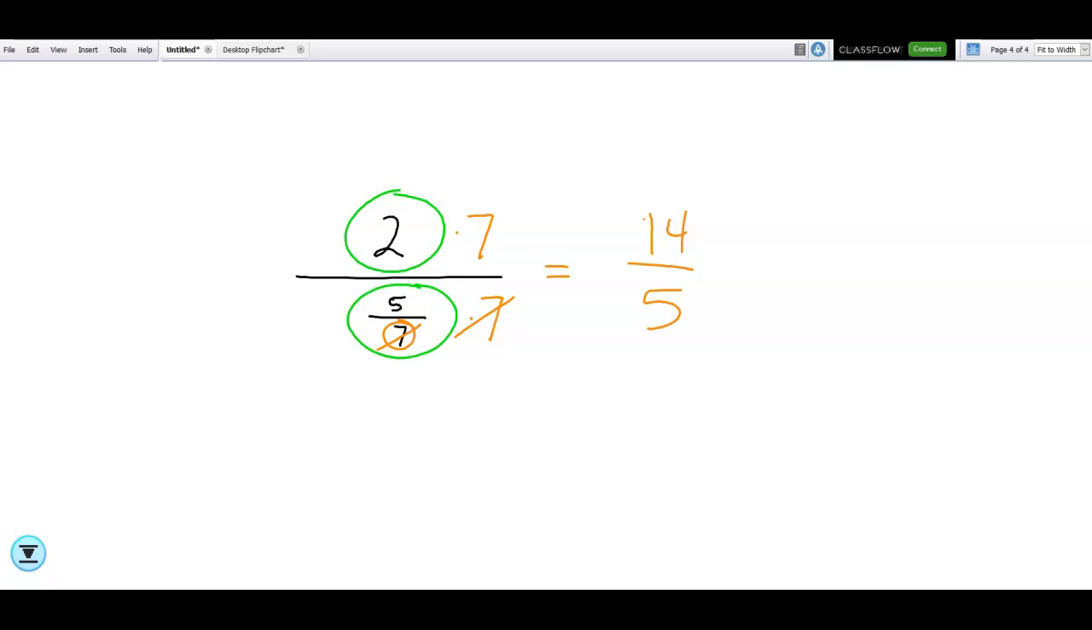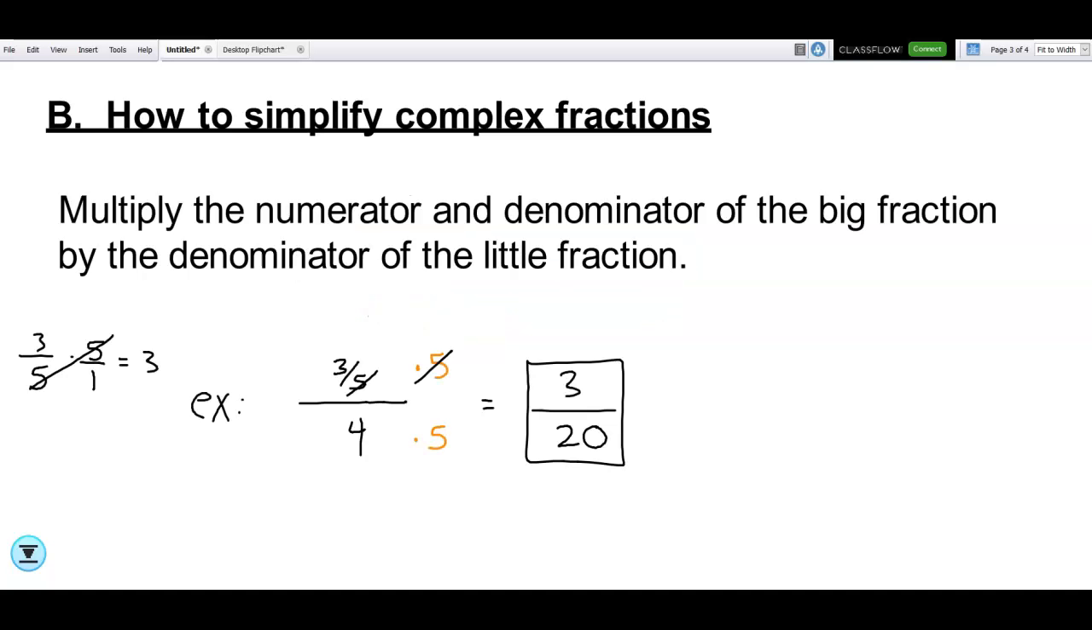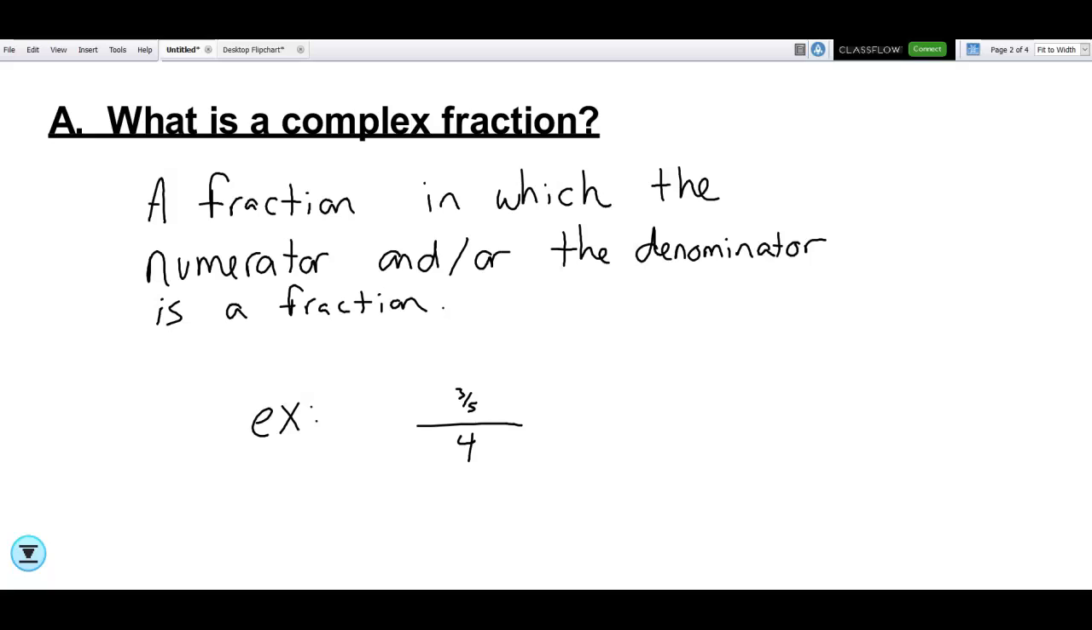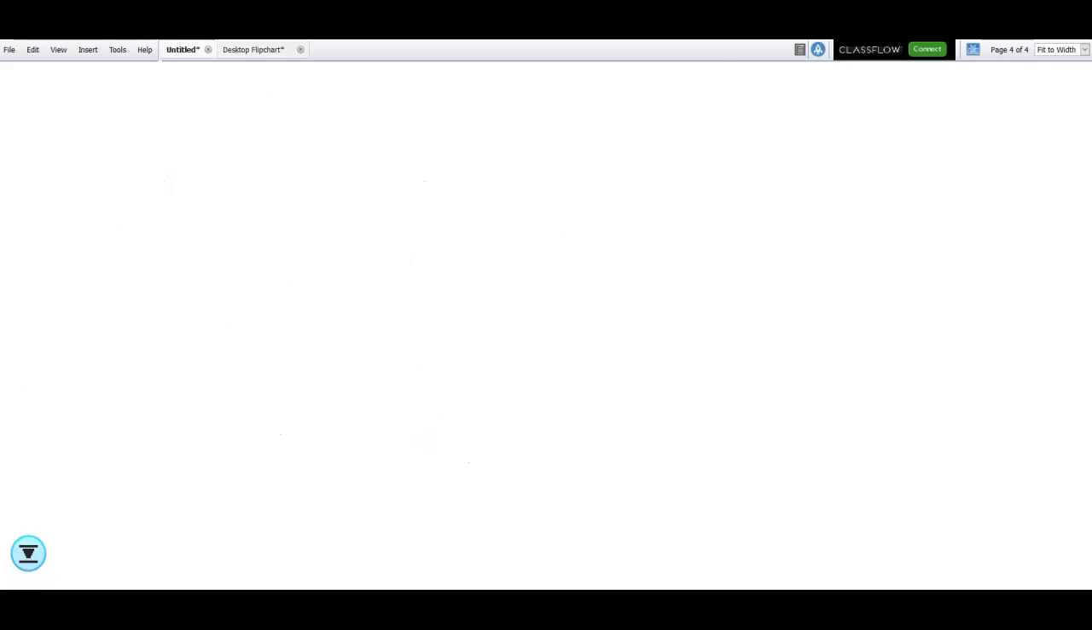Now, as I mentioned earlier in my definition, what is a complex fraction? A complex fraction is a fraction in which either the numerator or the denominator, or possibly both, have a fraction. So in some cases, you could have something particularly more complicated like this, for instance. Like say I had 3/5 over 2/7. Well, now both my numerator and my denominator are fractions.